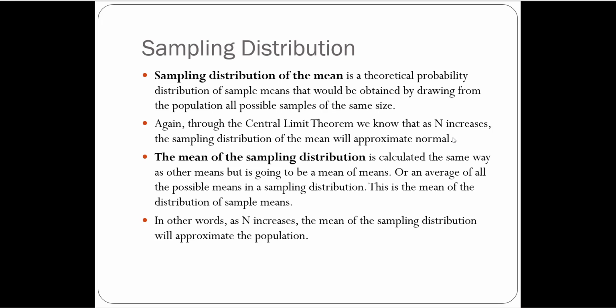And so the mean of our sampling distribution is calculated the same way as other means, right? Adding up all the means together and dividing by the number of means, or adding up all the values together and dividing by the number of values. But in this case, we are adding up a bunch of sample means and dividing those by the number of sample means to get a mean of all means. I know it sounds a little weird, but it's a mean of means.